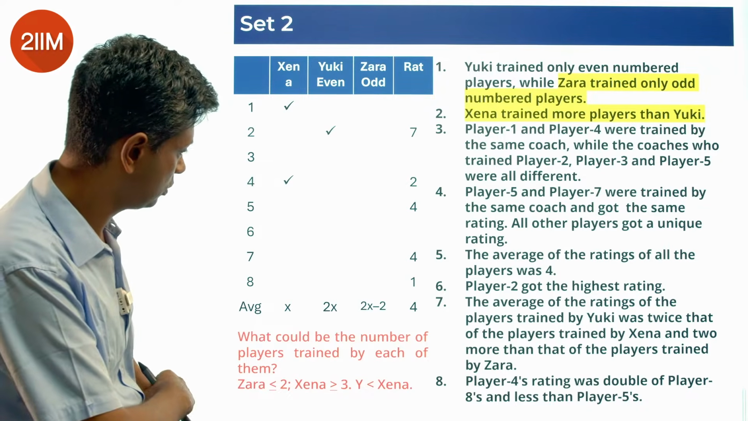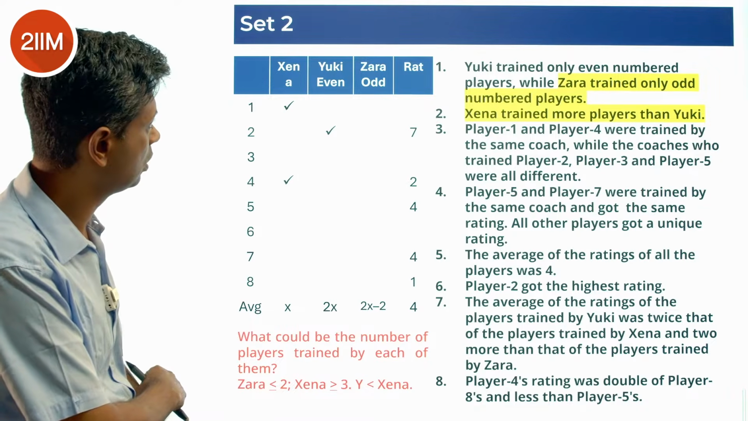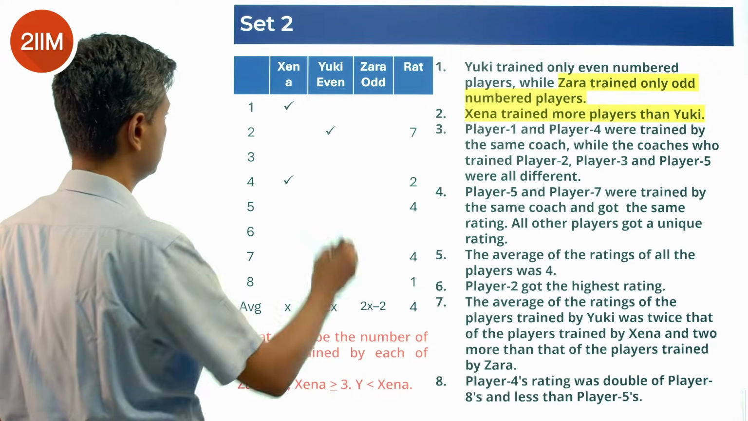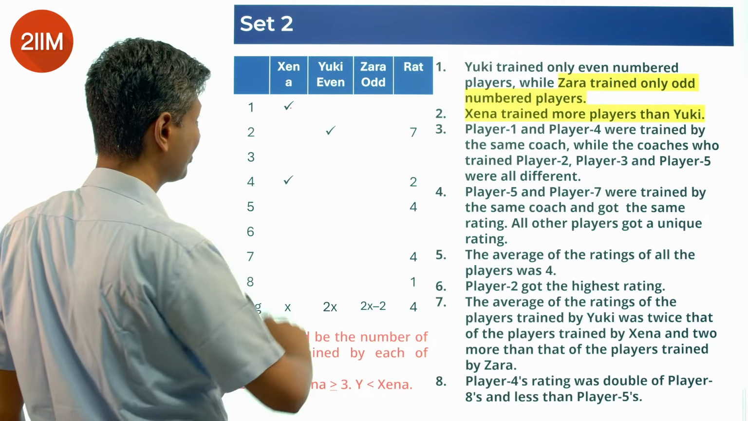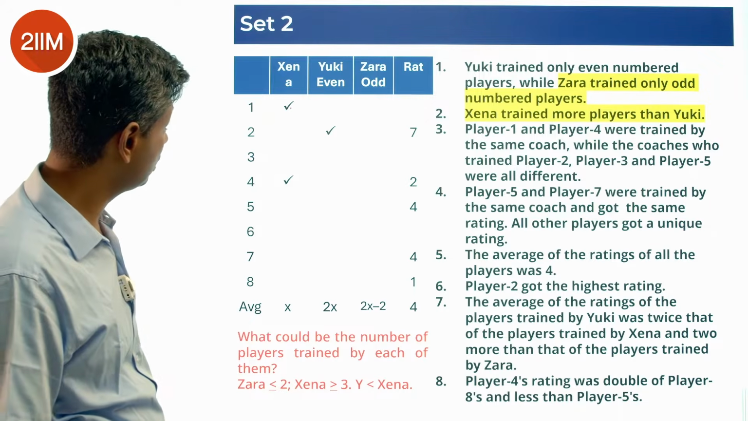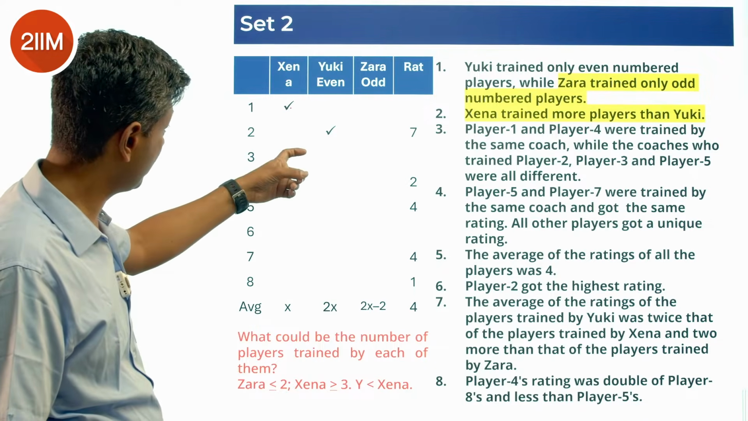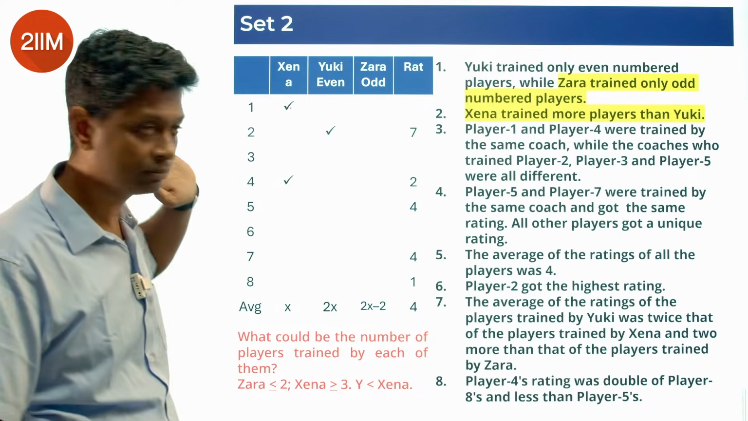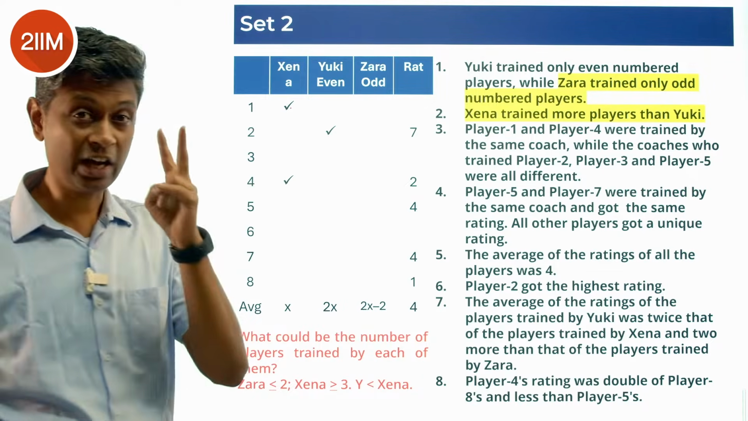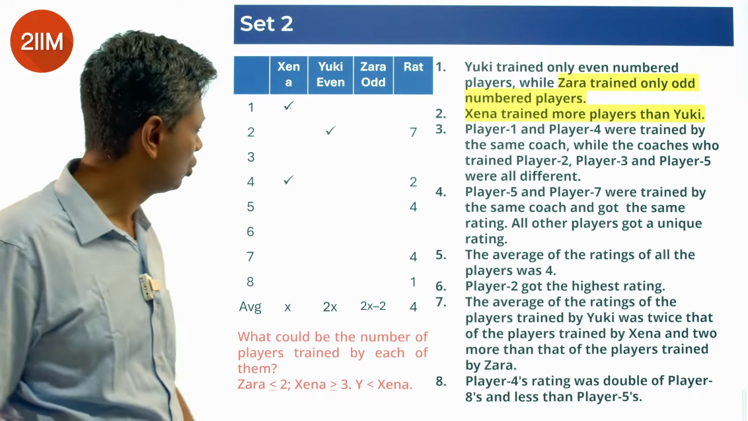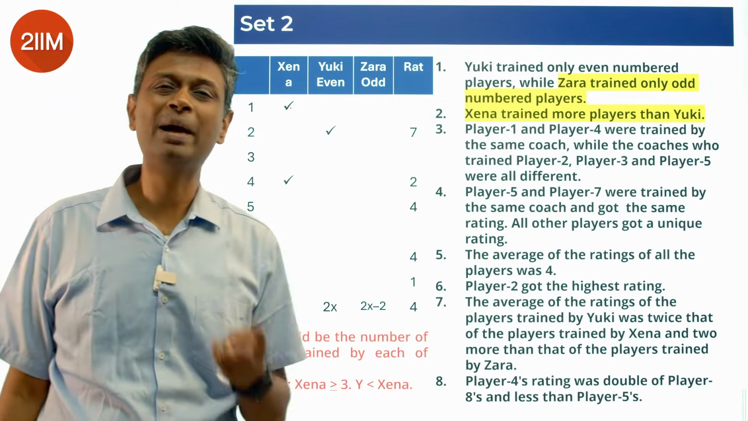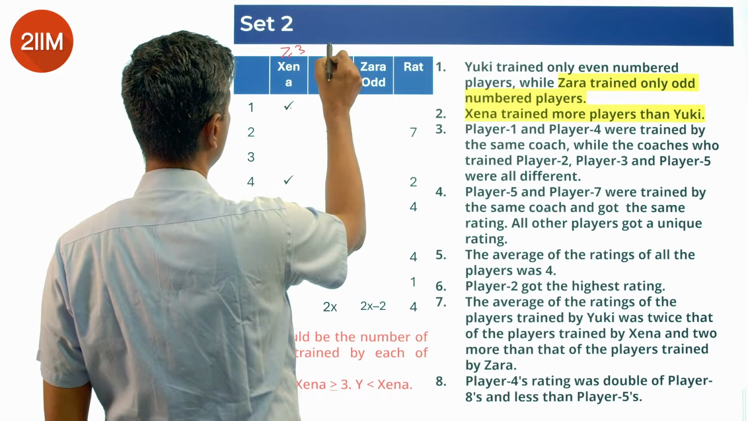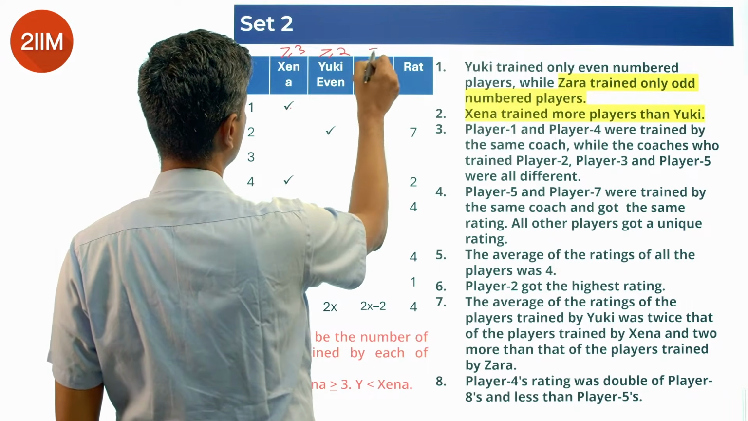Average ratings of Zara, who trained only odd numbered players. So if you look at odd numbered, 1 is here. Zena has to have trained 1 of 3 or 5. 2 odd numbers are taken. 1 is already by Zena, and of 3 or 5, one of the other ones has to be by Zena. So Zara could have trained a maximum of 2. So Zena is greater than or equal to 3, Yuki is greater than or equal to 2, Zara is less than or equal to 2.